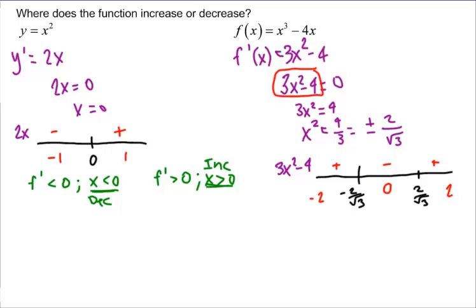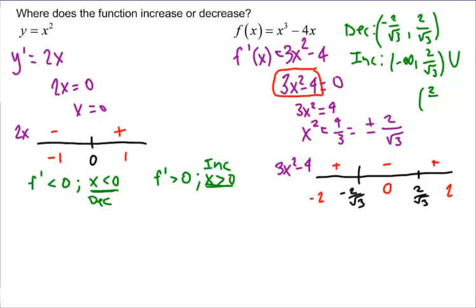So on this guy, where's the function decreasing? It's decreasing where the derivative is negative. So for this function, x cubed minus 4x minus 1, it decreases from -2 over root 3 to 2 over root 3. It increases from -infinity to -2 over root 3, together with 2 over root 3 to infinity. So don't let this be really hard. You're still taking the derivative, you're still setting it to 0, but now we're making a little sign chart here to help you organize where the graph is positive or negative.